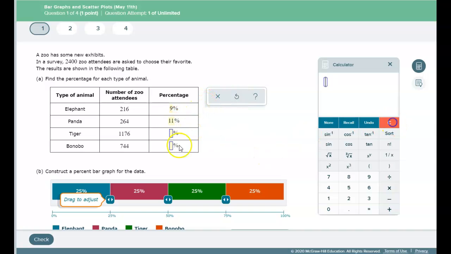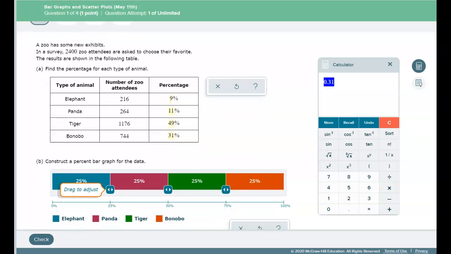Okay, then next I will do the tiger, which is 1176, and divide that by the overall 2,400. And that is 0.49, which, moving the decimal 2 spots to the right, is 49%. And last, the bonobo, and it is 744 divided by 2,400, which is, moving the decimal 2 spots to the right, 31%. Okay. So now I have all of those numbers.